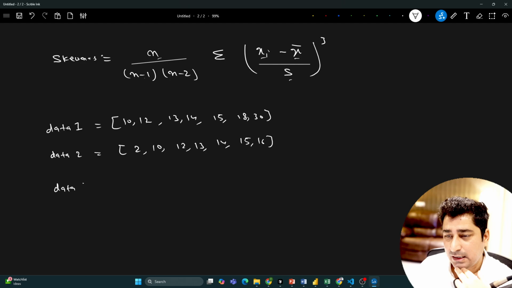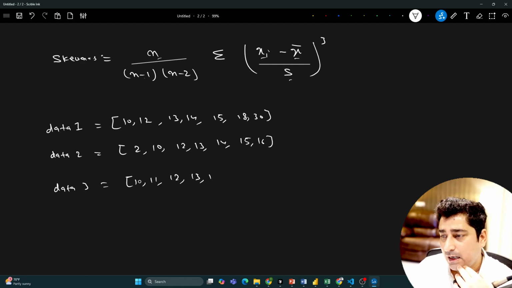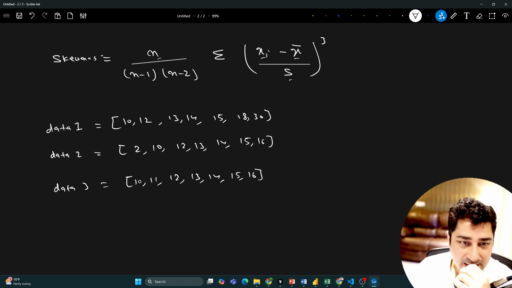And we have data number 3. Inside this data, I have values like 10, 11, 12, 13, 14, 15, and 16. So these are the three data sets I have. Now I have to find out whether my data set 1, 2 and 3 has zero skewness, negative skewness, or positive skewness. As these data sets are very small, just by looking at this data, you will be able to even observe it.